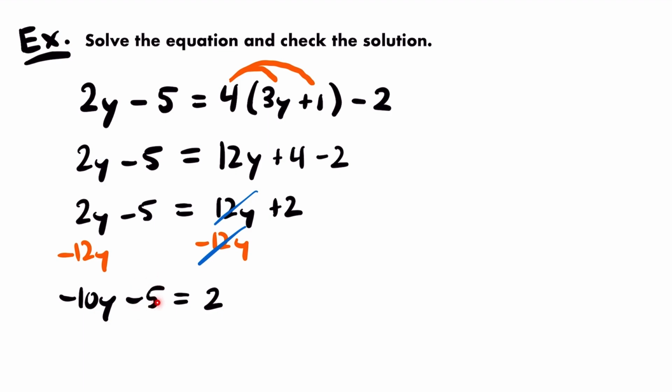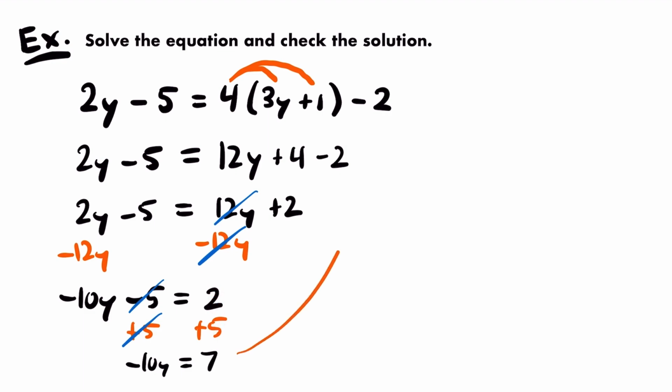So we need to get rid of this constant term, which we can do by adding the opposite of it to both sides of the equation. So let's add 5 to both sides. That would be the opposite of negative 5. Negative 5 plus 5 is 0. And so we just get negative 10y is equal to 2 plus 5, which is 7.